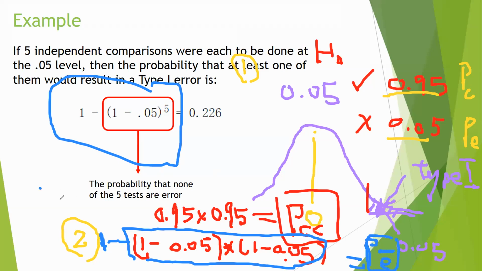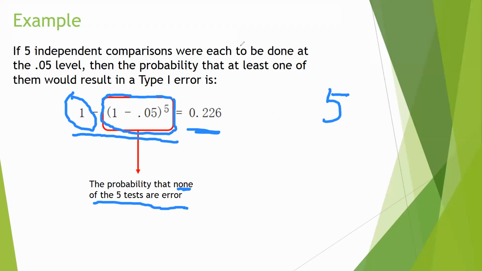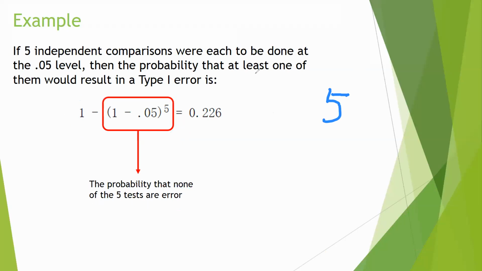So think about it: rather than testing two loci simultaneously, if we test 5 loci simultaneously, then we can easily understand this calculation. If we want to test 5 loci simultaneously, what is this probability? This is the probability that none of these 5 tests are mistakes, are errors, right? And if we use 1 minus this, it will be the new family-wise type 1 error. Okay, very good.